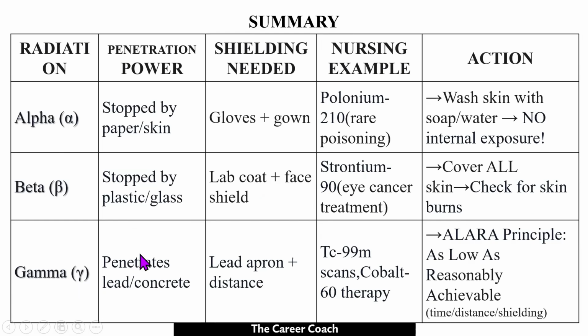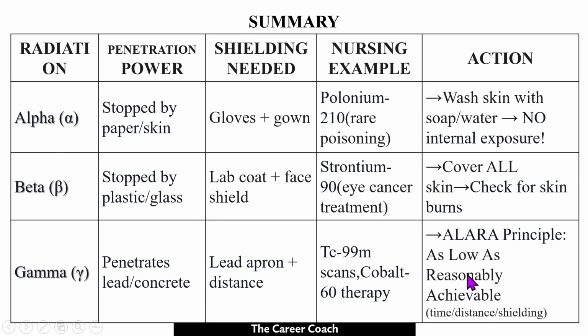Gamma radiation penetrates lead or even concrete. The shields needed are a lead apron and also distance. Technetium-99m is an example. It is usually used in scans. Cobalt-60 is also an example, usually involved in cobalt-60 therapy. We must ensure as a nurse to obey the ALARA principle.